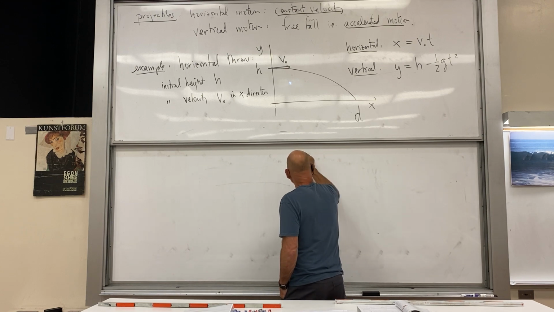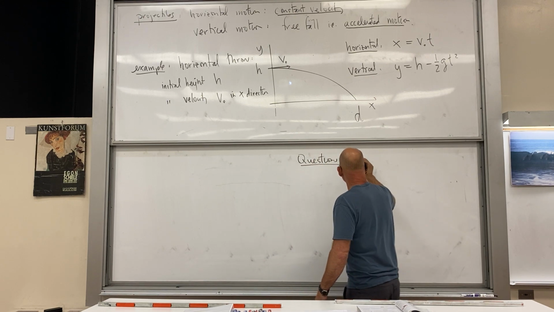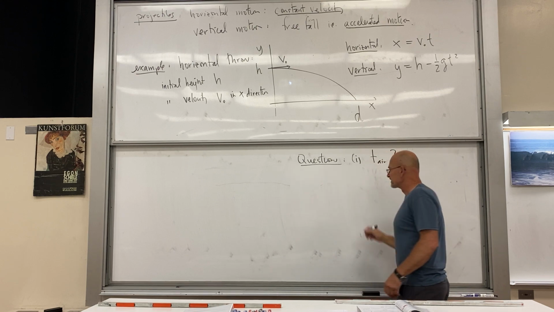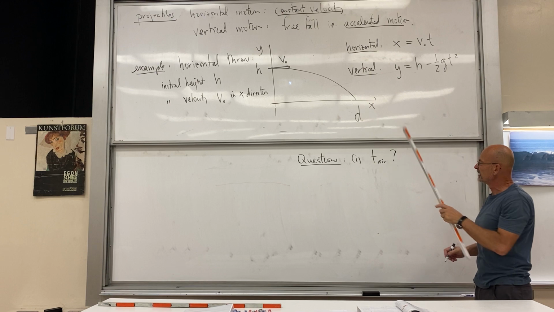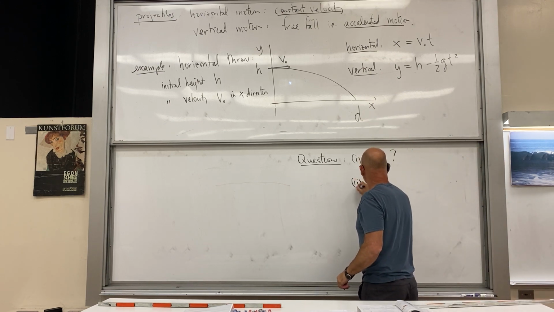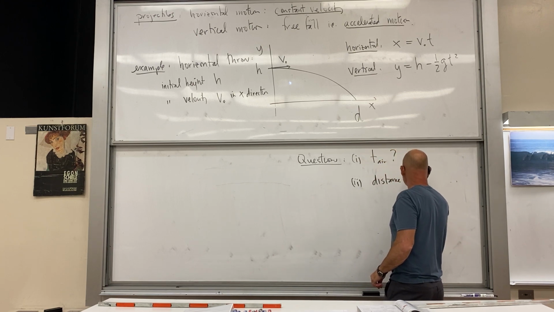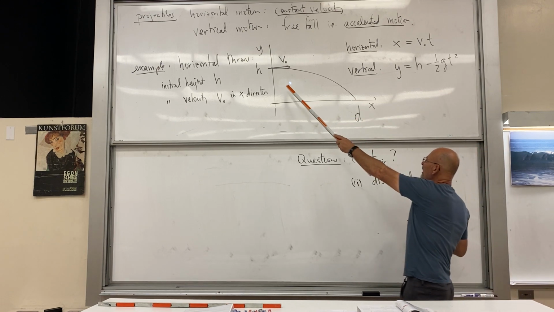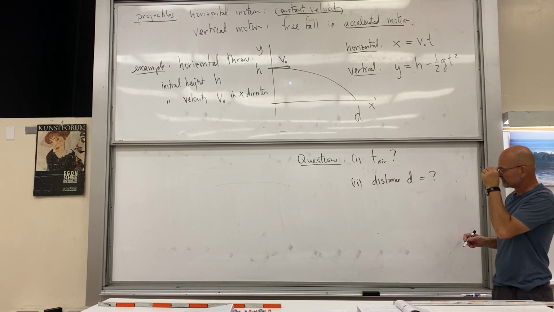Okay, so let's formulate the questions first. First of all, the time in the air, which is to say, how long does it take for it to strike the ground? That's something we have to know. Second, distance d: how far from the launch point does it strike the ground?